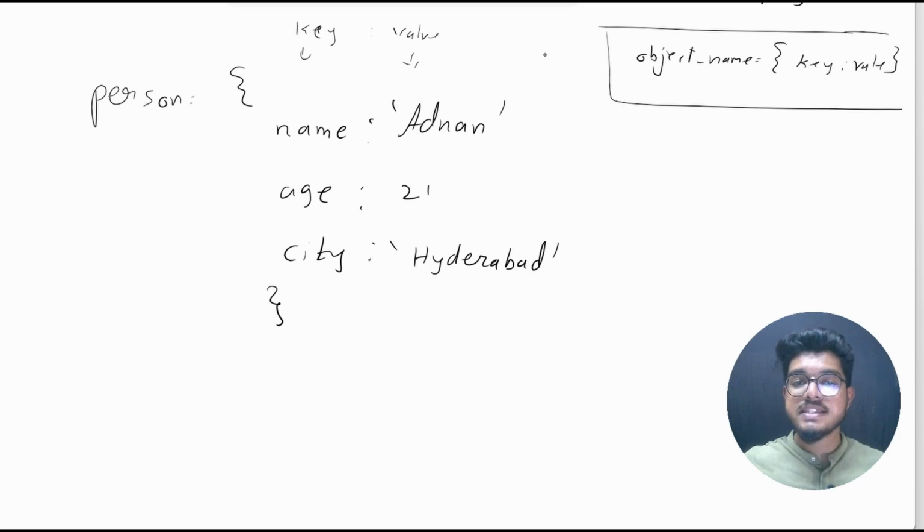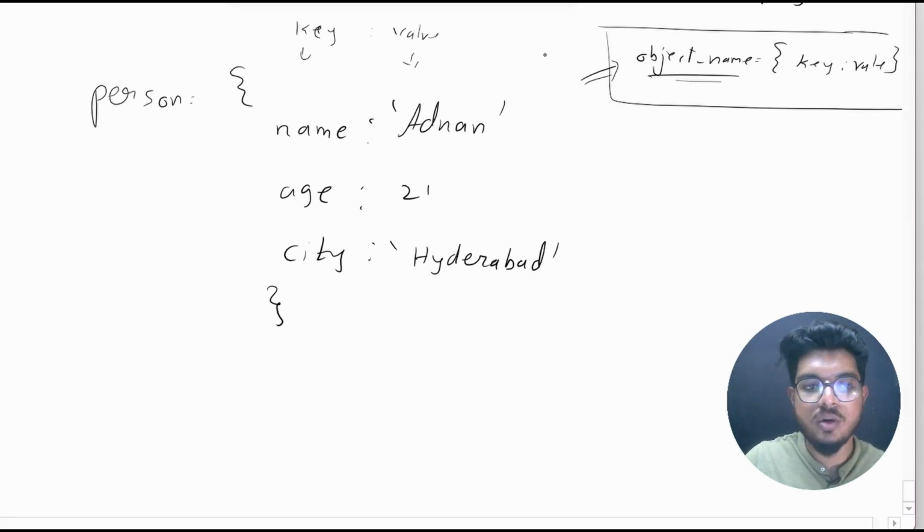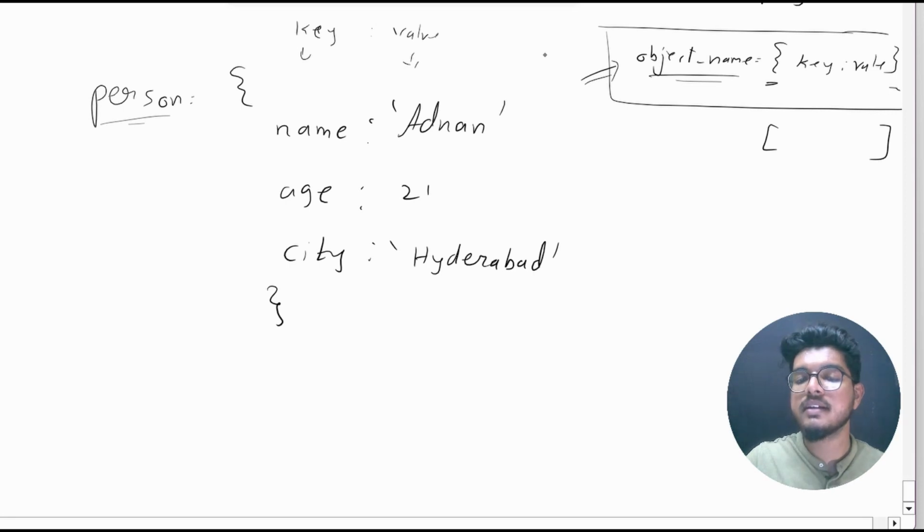Yes everyone, this is the syntax of declaring an object. First of all, the user defined object name. Here we are giving person, curly braces open, curly braces close. For arrays it was square brackets, right? Similarly for objects it is curly braces open, curly braces close, and there will be a list of key value pairs. Now understand this example. We have created an object called person. In that person, we are taking name, age, and city. The name of the person is Adnan, the age is 21, and the city is Hyderabad. You should have a comma here.